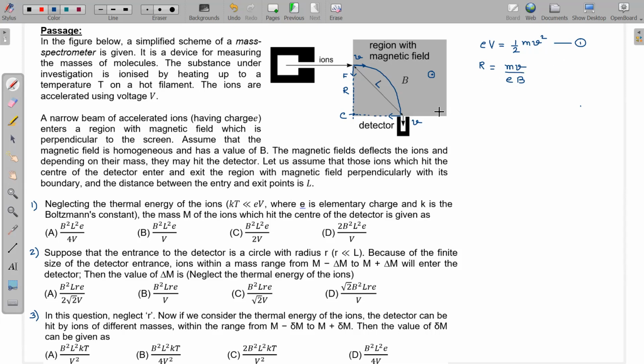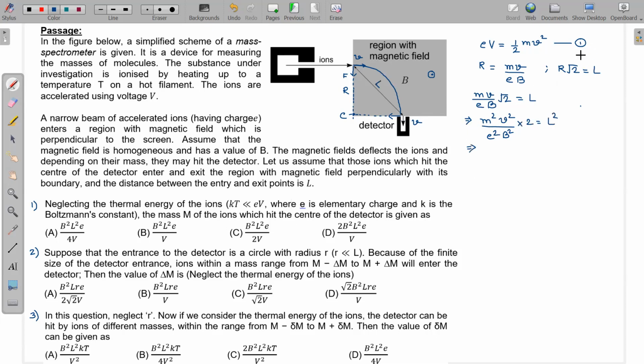So we need to find the value of m, the mass of the particle, for which it can hit the center of the detector. From this diagram you can see that r root 2 is equal to L. So if I use this expression, the value of r is mv by e into B, into root 2. This is equal to L. Let us square this expression. I'll get m square v square divided by e square into B square, into 2. This is equal to L square.